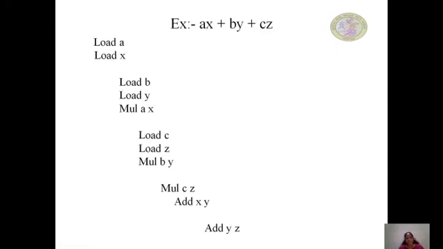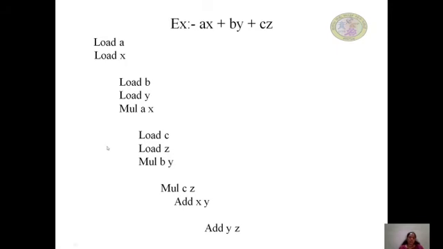Now let's study an example of the VLIW architecture, that is, how an instruction is executed in a VLIW processor. Here we have an instruction which computes AX plus BY plus CZ. In order to execute this, we can form groups of instructions where there is no dependency between them. Here we make use of load operations, store operations, addition operations and multiplication operations.